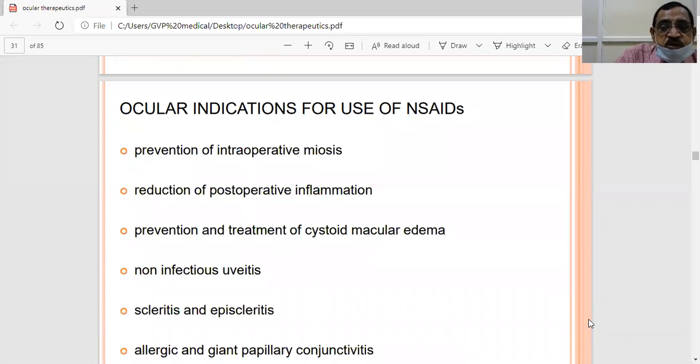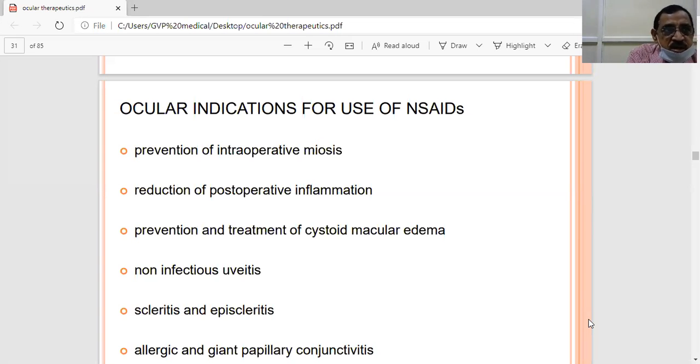Ocular indications for use of NSAIDs. Whenever we do an intraocular surgery, we wish that the pupil is persistently dilated till the end of the surgery. If there is an intraoperative miosis, it becomes very difficult. That is the reason we use NSAIDs prior to the surgery, 2 to 3 days prior, or on the day of surgery also. And it reduces post-operative inflammation.